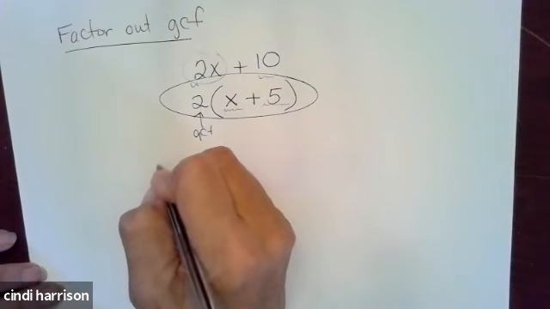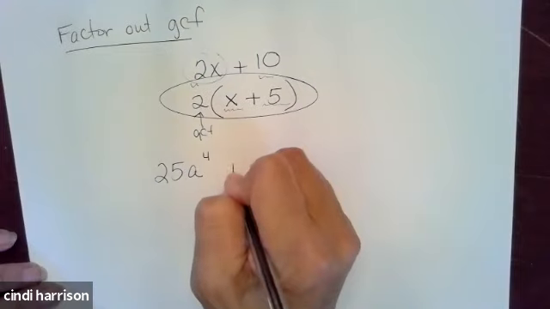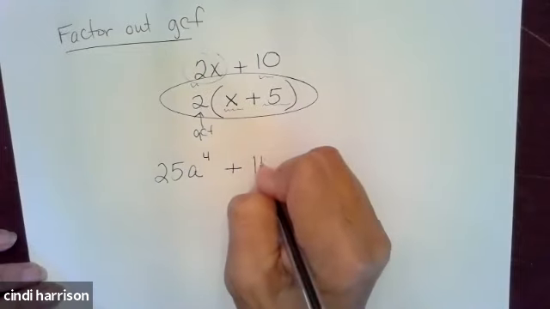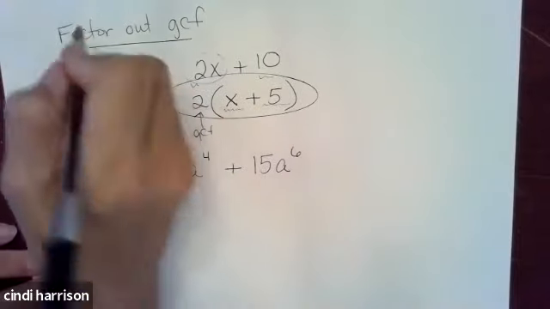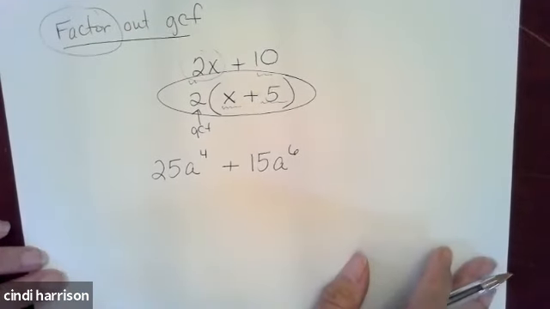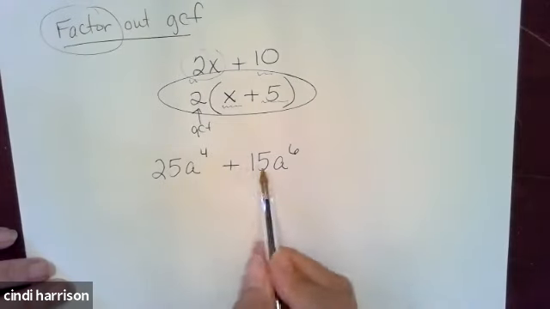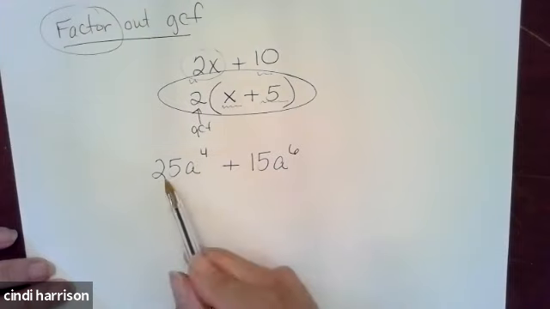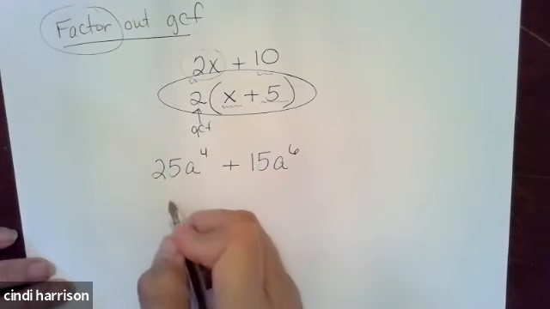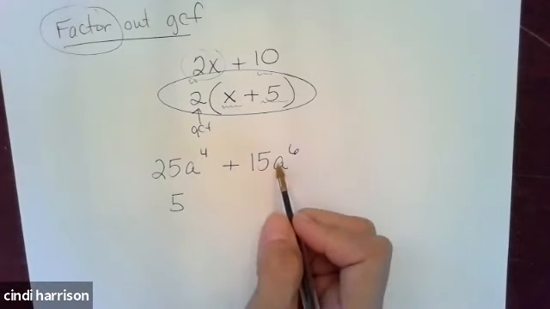Okay, let's try 25a to the 4th plus 15a to the 6th. So again, the directions are going to say factor. So let's see. What do both of these have in common? In other words, the biggest number that divides into 15 and 25 is 5. But we also have a to the 4th and a to the 6th.